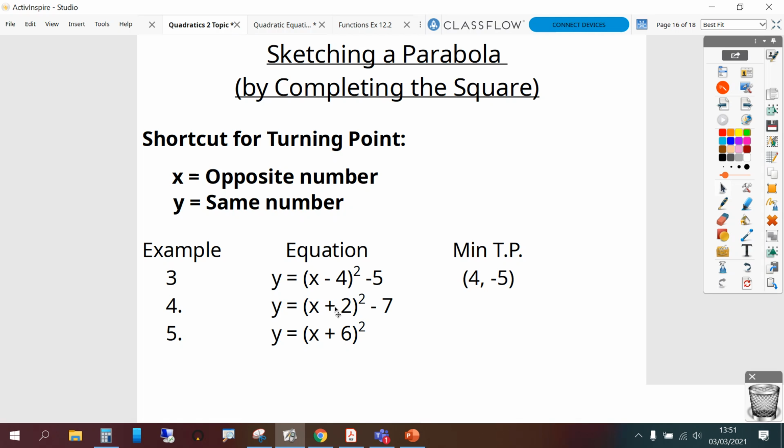Inside the bracket for this one, we've got a +2, so that means it's -2. And the number that's outside the bracket is the same, remember, so that's -7. And the last one here, inside the bracket's a +6, so that means the x coordinate is -6. And there isn't a number outside the bracket here, so you can say that that's 0. So just 0 is your y value.